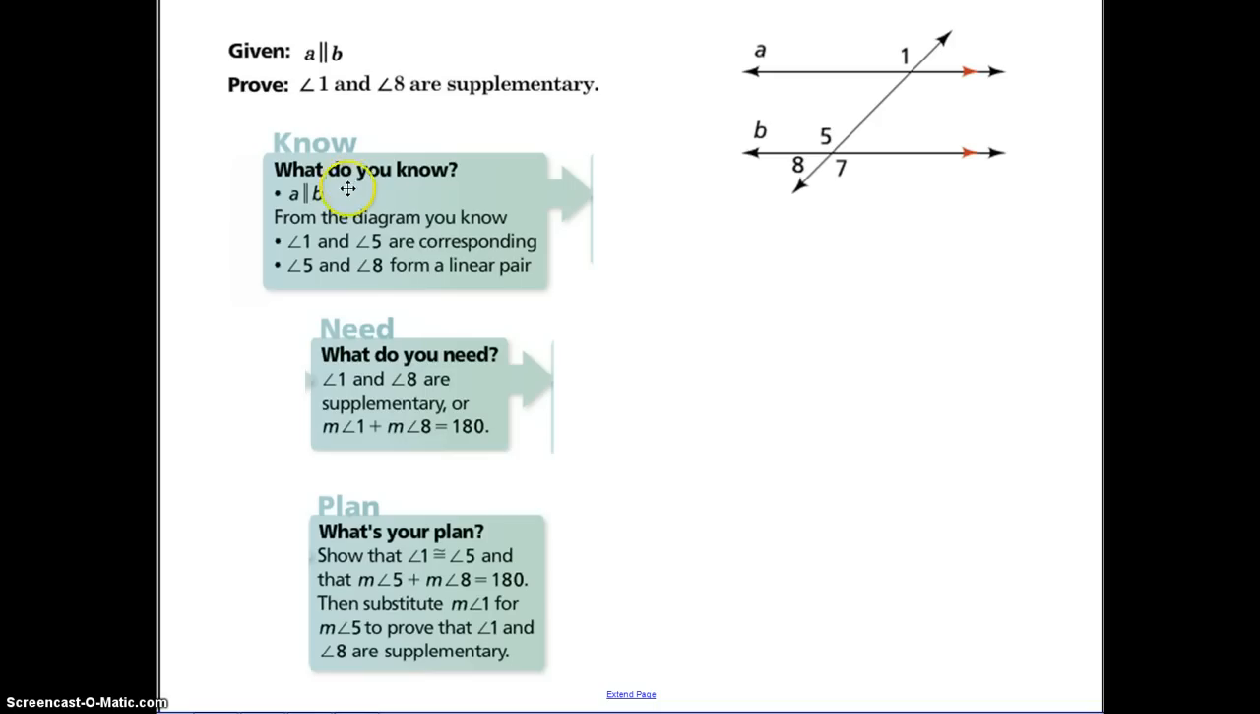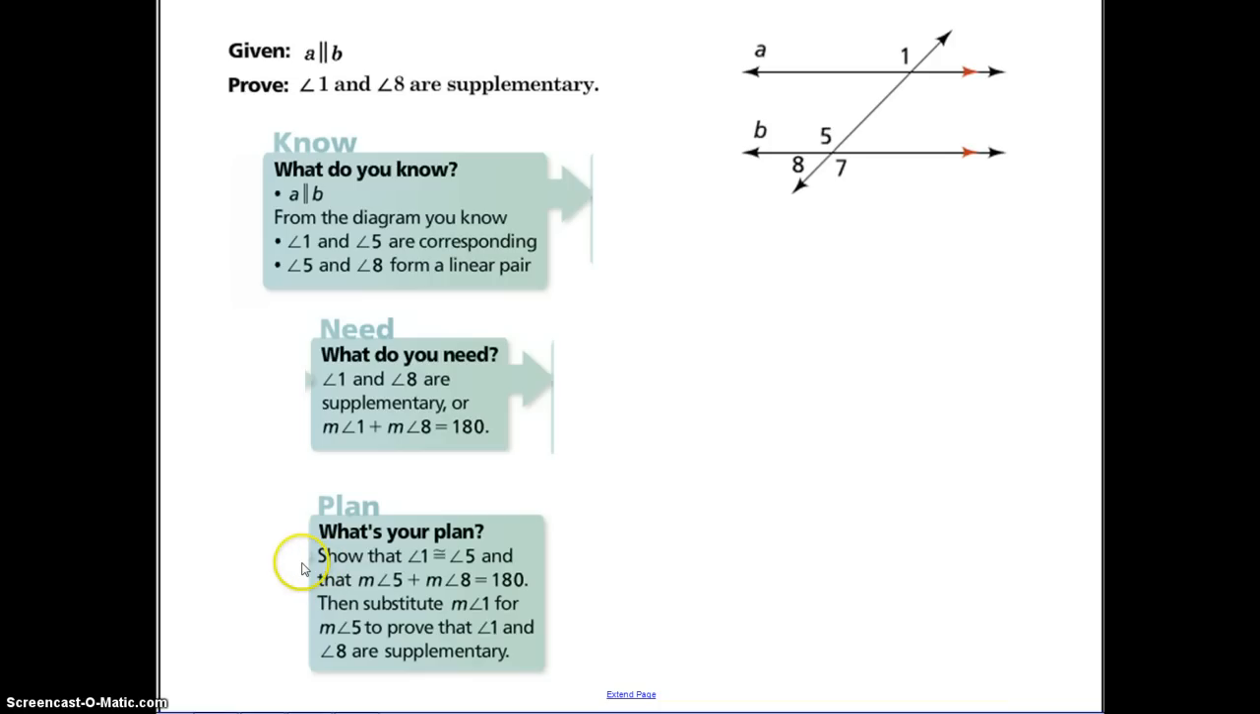So what we know is we have parallel lines and we can use our angle pairs. The angle pairs we have are 1 and 5 are corresponding, and we have that 5 and 8 form a linear pair. Well, what we need is for angle 1 and angle 8 to be supplementary. So somehow or another we need to get the measure of angle 1 plus the measure of angle 8 to equal 180. So here's our plan.